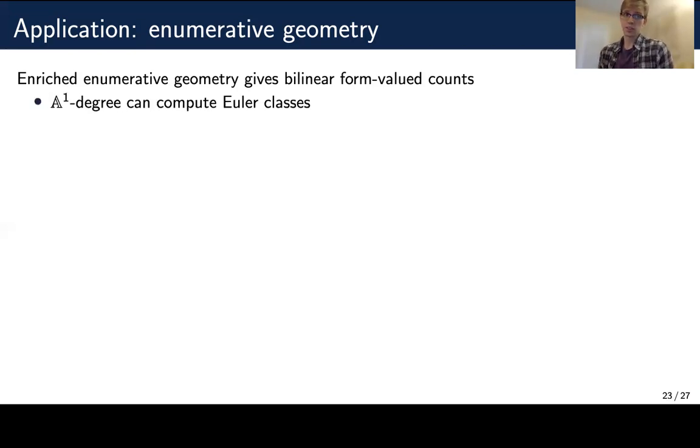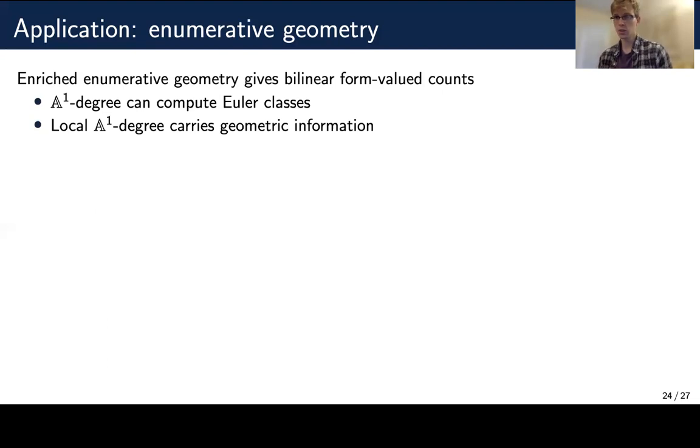This really relies on the fact that the A1 degree is something topological, that it's not just a commutative algebraic construction. Really, what we want to use is that the A1 degree can be used to compute an Euler class. These Euler classes have nice invariance properties, which we use to get our global invariant count. And the local A1 degree carries geometric information about the algebraic geometry question that we're looking at. And so we play these ideas off of each other. We have local information that is geometrically interesting and global invariant information coming from an Euler class.